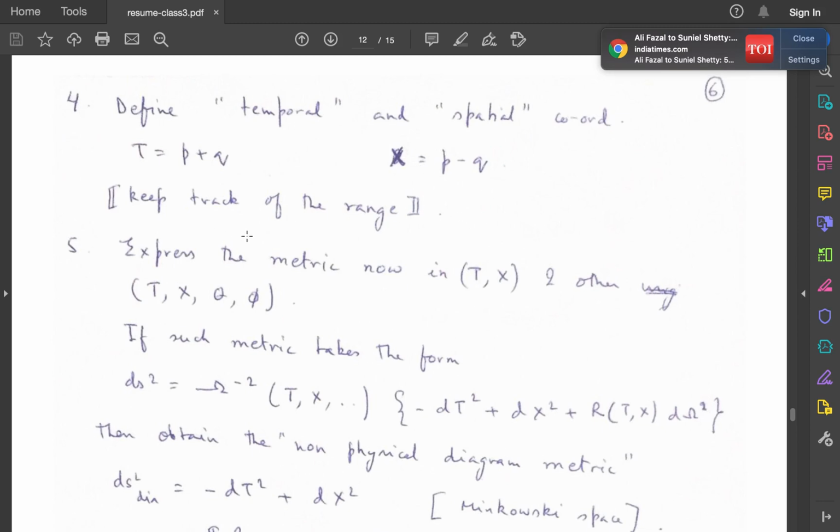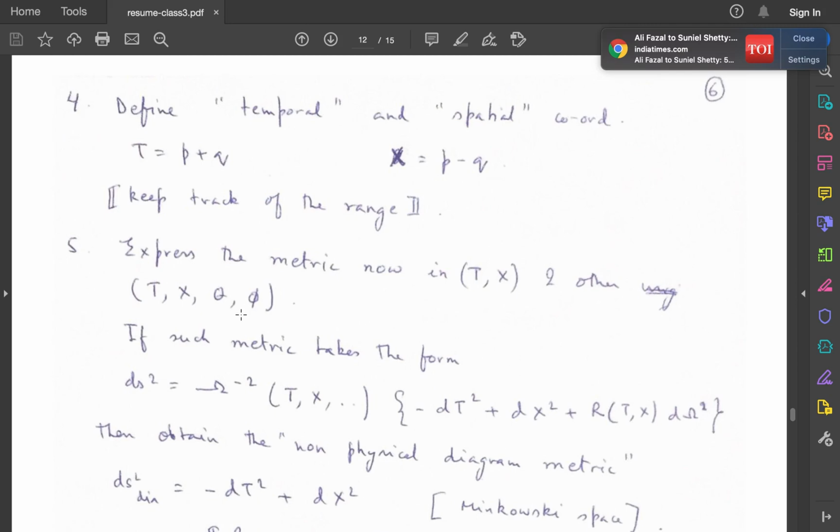Again, you should keep in mind, keep track of the ranges, anywhere we are going. Okay, next, the fifth point of this recipe: what next to do? Express the metric now in t and x and theta and phi. So the whole metric can be expressed in terms of t, x, theta, phi.